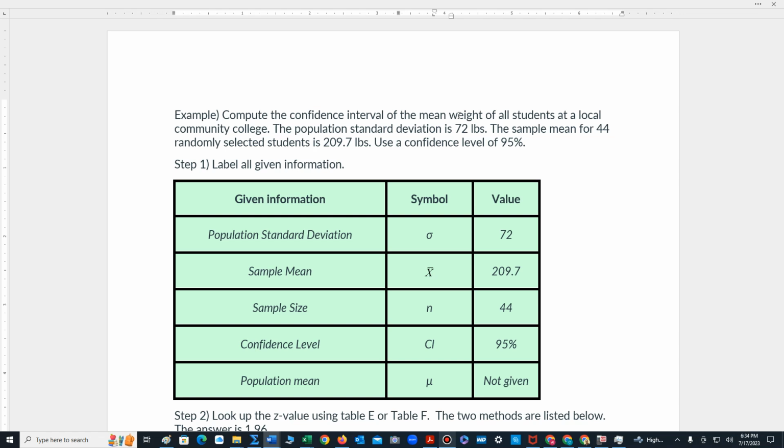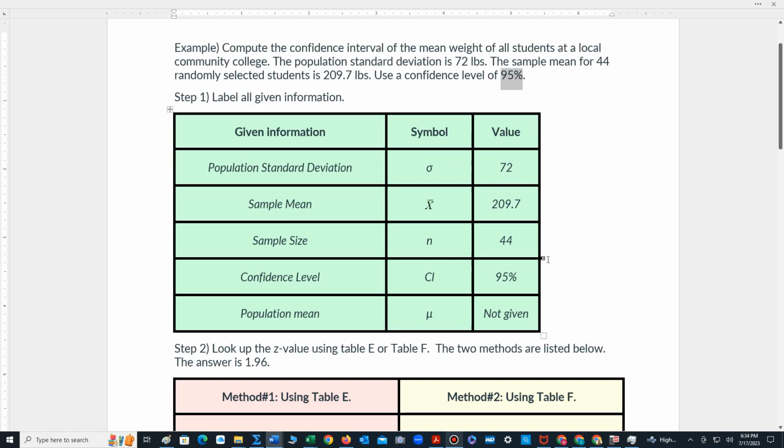The population standard deviation, sigma, that's 72. The sample mean, x bar, is 209.7. Sample size is 44. Confidence level 95%, and the population mean is represented by the Greek letter mu. That's not given. That's the value that we have to determine.